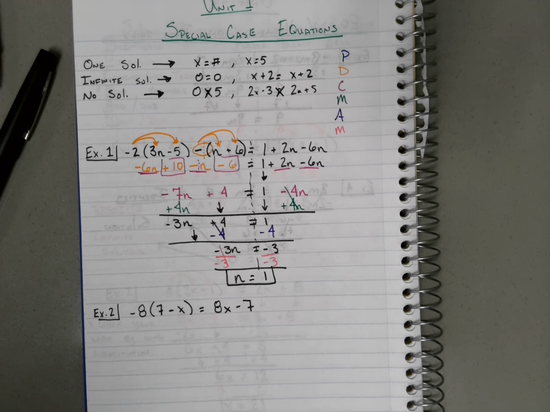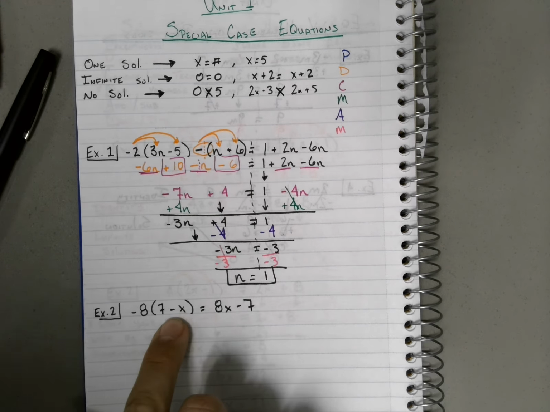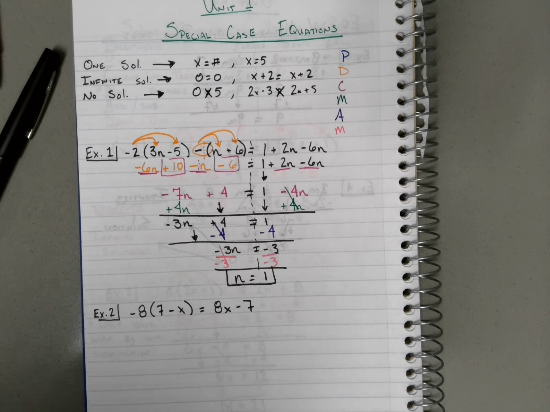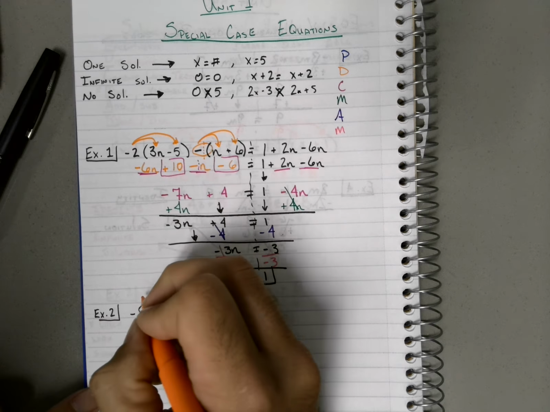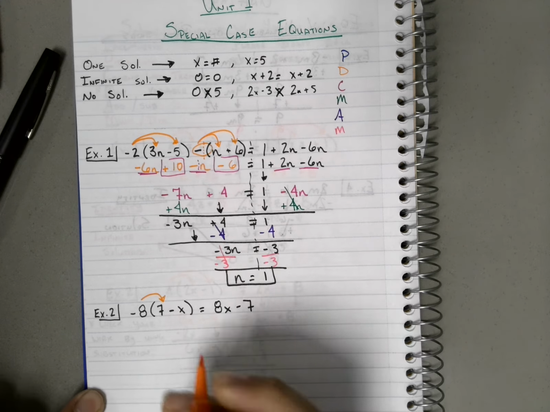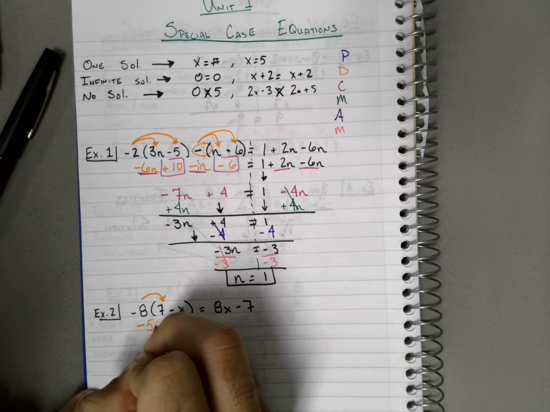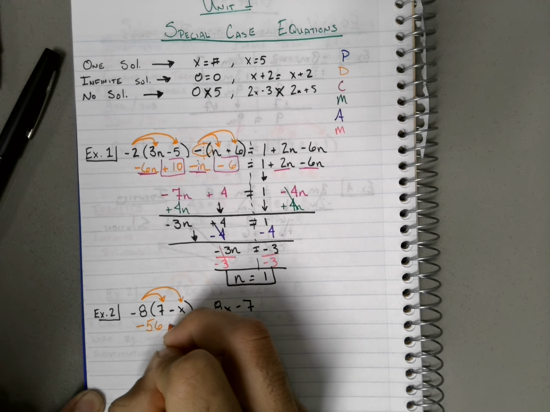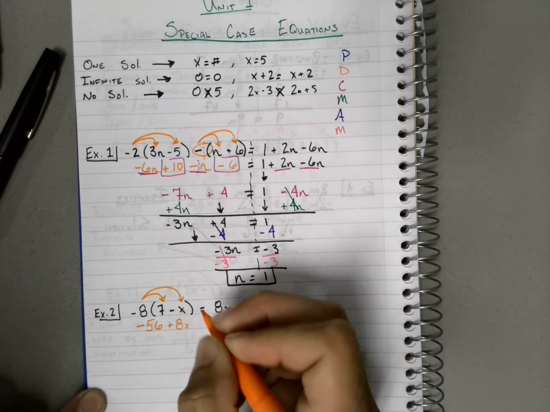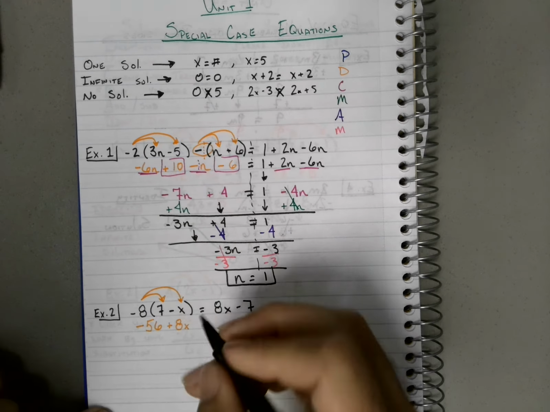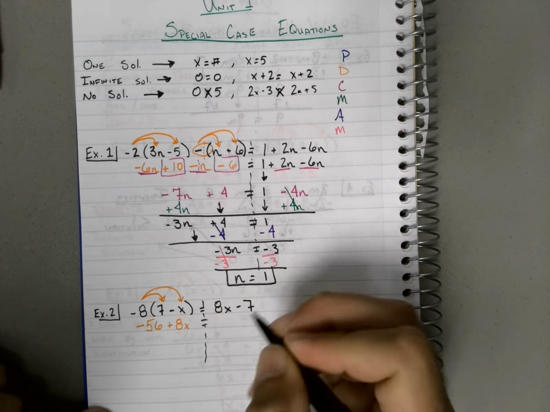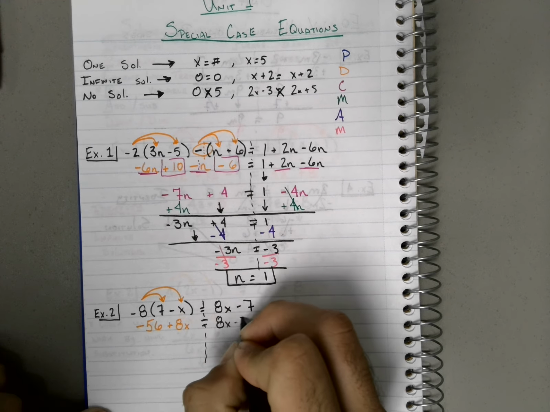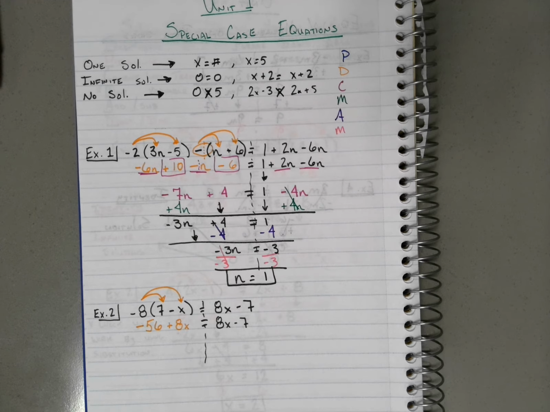Do we have parentheses? Yep. Can I simplify inside of there? No, I cannot. Next step. If I have parentheses, I can distribute if the number's outside of here. So we're going to look to distribute. Negative 8 times positive 7 is negative 56. Negative 8 times negative x is positive 8x. Use your multiplication to determine that sign there. Equals, just bring this down, 8x minus 7. You should be seeing something right now, but if you're not, we'll keep going.